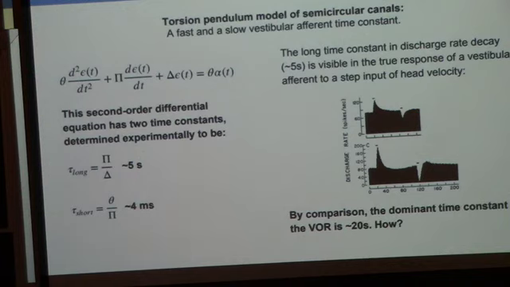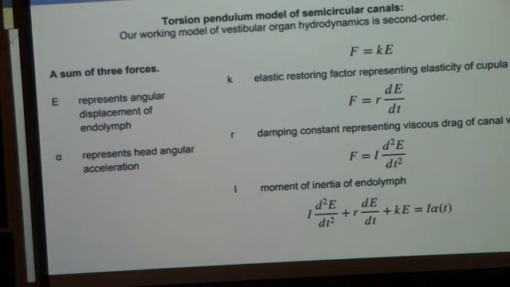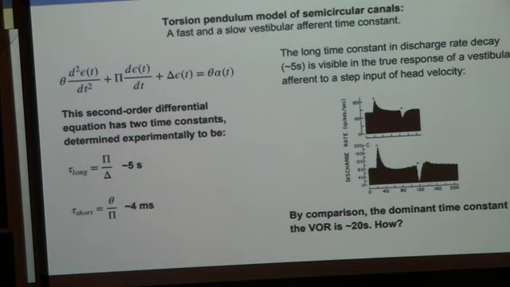Earlier in the lower plan, we found that the mass of the eye was not important. However, for this model, we find that all of the three parameters are important. So basically, this is your final model for the torsion pendulum model. This is the model that you determine as the final model. Because it is a second order differential, you would have two time constants. Those time constants were experimentally found to be 5 seconds and 4 milliseconds.